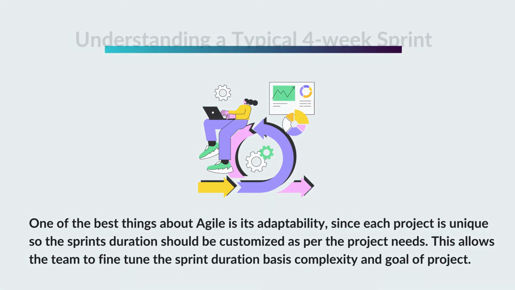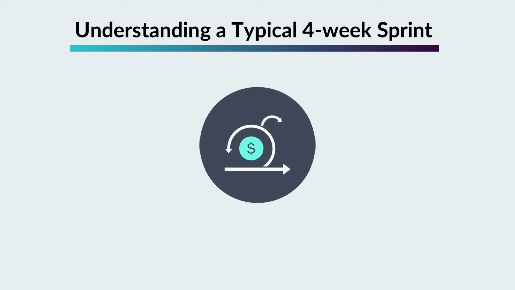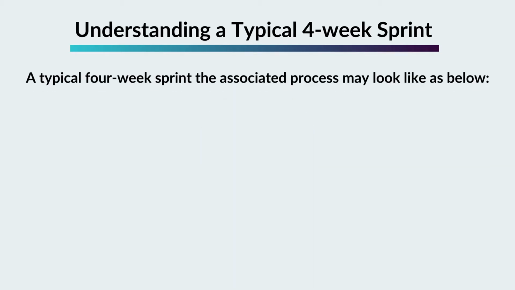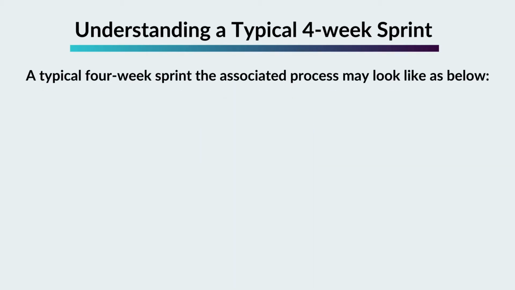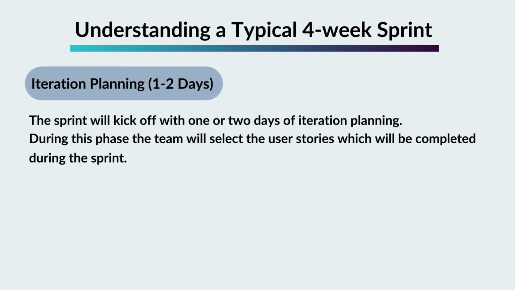Understanding a typical 4-week sprint. In a typical 4-week sprint, the associated process may look like as below. Iteration planning, 1 to 2 days. The sprint will kick off with 1 or 2 days of iteration planning. During this phase, the team will select the user stories which will be completed during the sprint.